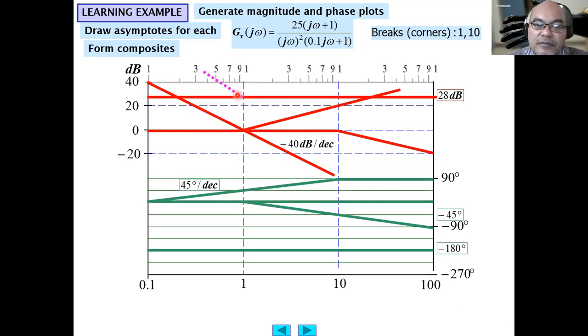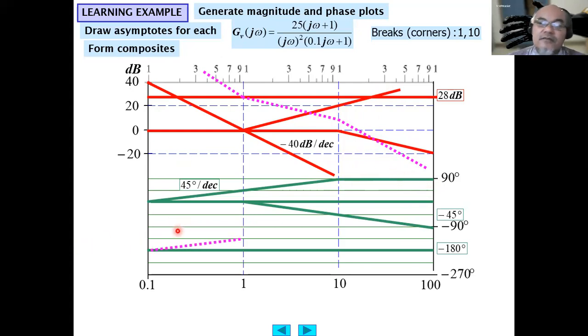Then between 1 to 10 radian per second, this is minus 40, so this will decrease at minus 20 decibel per decade, because this increases by 20 decibel per decade, while this one decreases by minus 40 decibel per decade. So as a result, it will decrease by minus 20 decibel per decade. And afterwards, the contribution for this will cancel the contribution of this. Then it will just decrease downward at minus 40 decibel per decade.